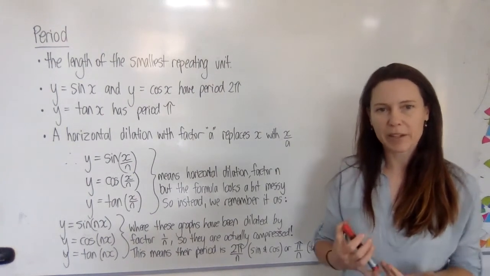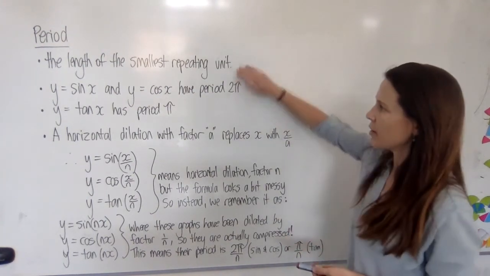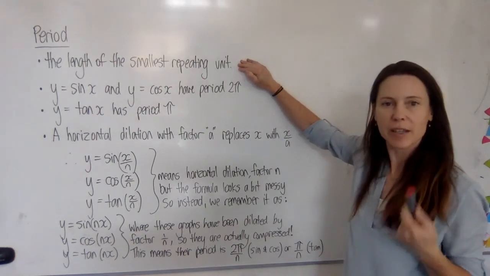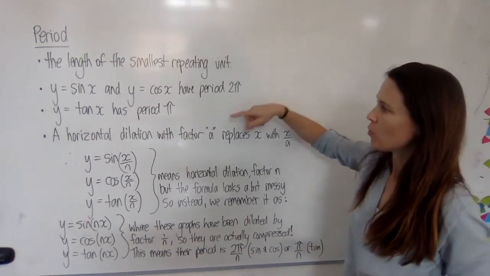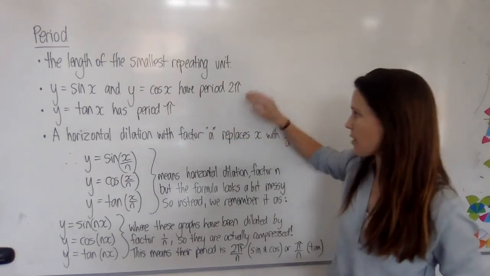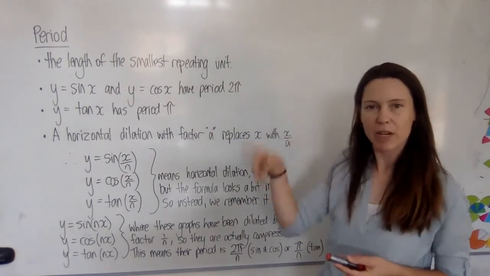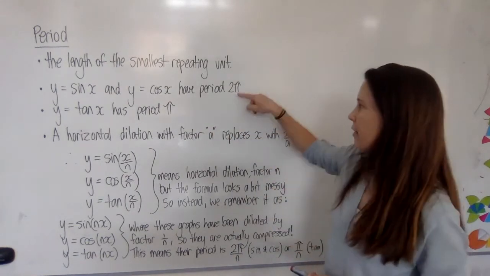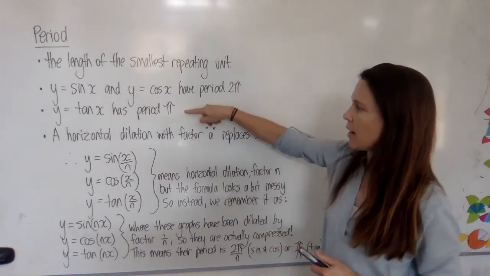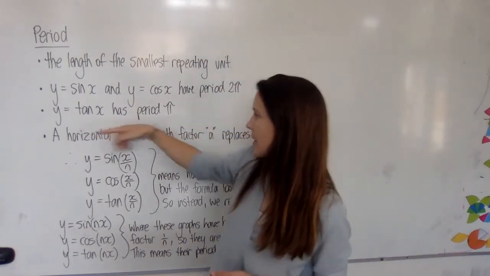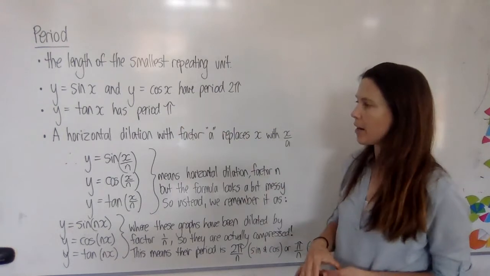Now let's look at the period of these graphs. The length of the smallest repeating unit is the definition of the period. So y equals sine x and y equals cos x have a period of 2 pi. That's because every 360 degrees, or 2 pi, they repeat on top of themselves. And we know that for y equals tan x, it's only half that. It has a period of pi.